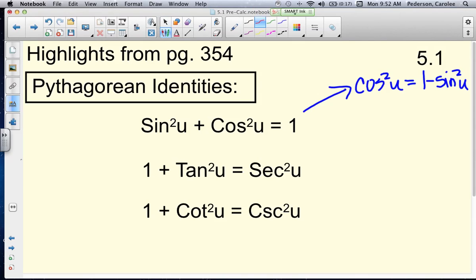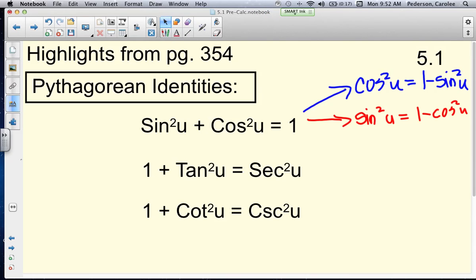Or you can use this same identity and solve it for the sine squared of u. So sine squared of u equals 1 minus cosine squared of u. So you can rewrite the order of these terms to replace. Same thing with the last two equations too. You can also solve these separately.